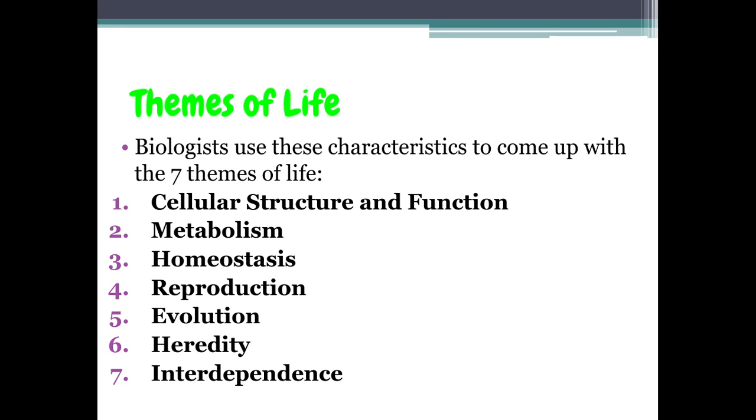Before we get into those other ones, let's talk about, like I said, what's actually going to be on the test. So in no particular order: cell structure and function, metabolism, homeostasis, reproduction, evolution, heredity, and interdependence are the 7 themes of life, or 7 characteristics of life. And these 7 things we'll talk about in some detail in these notes. And as I said, these are what all living things have in common. And so they are what we will focus on.